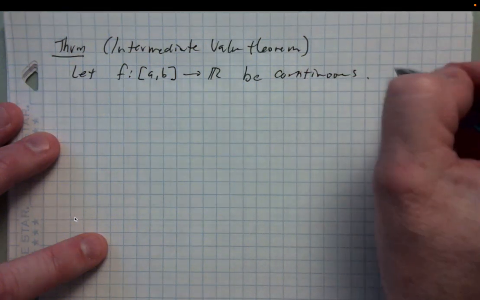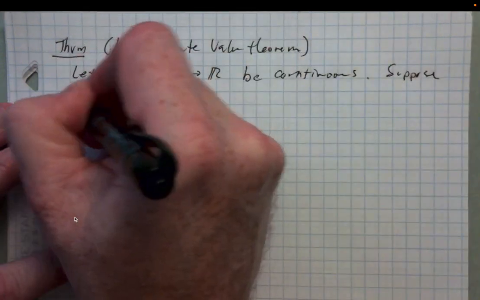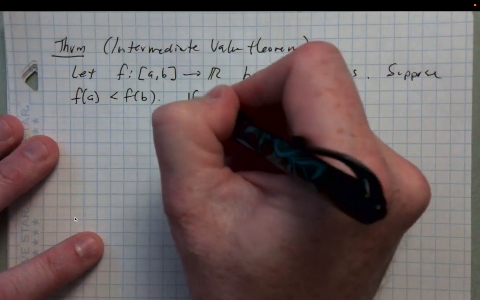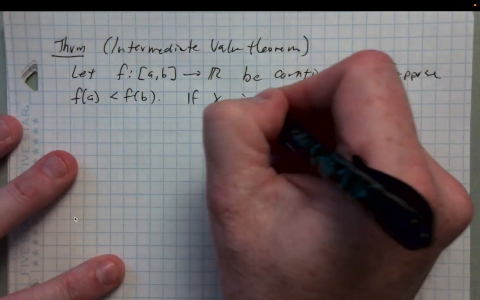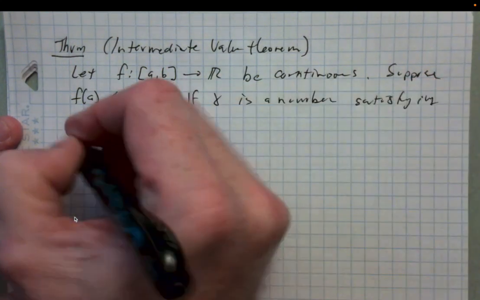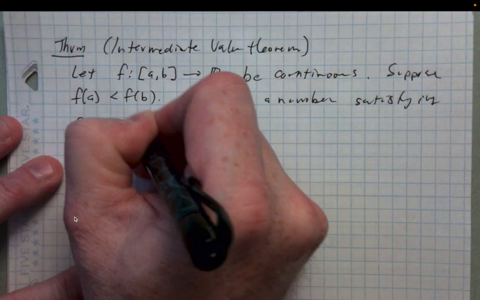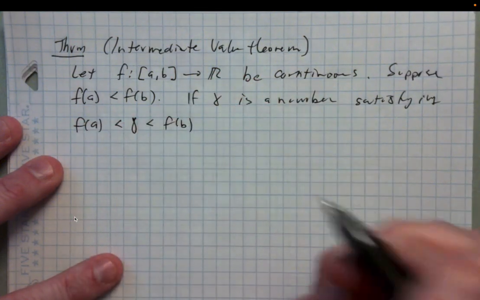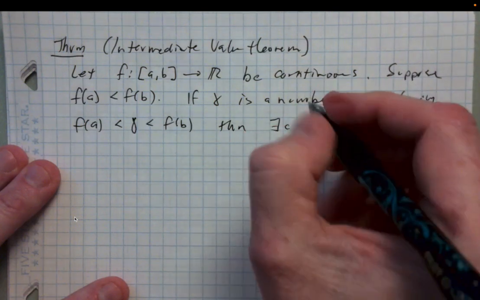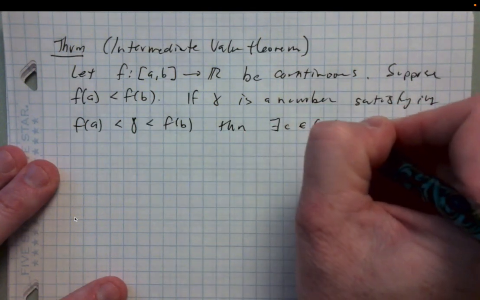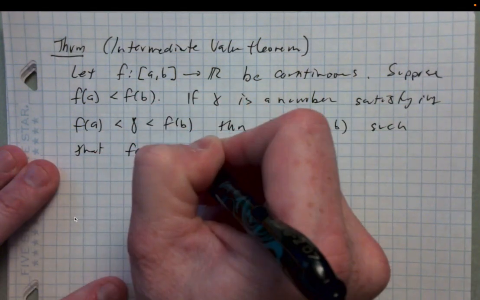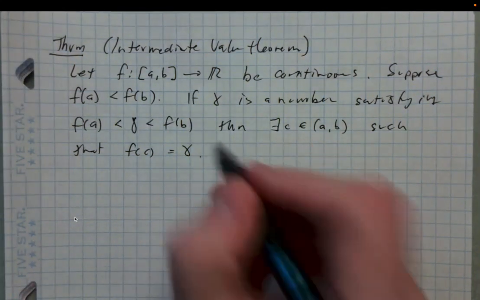Okay, and let's suppose that f of a is less than f of b. Then if delta is a number satisfying f of a is less than delta less than f of b, then there must exist some number c in the interval between a and b such that f of c is equal to this delta. That's the intermediate value theorem.